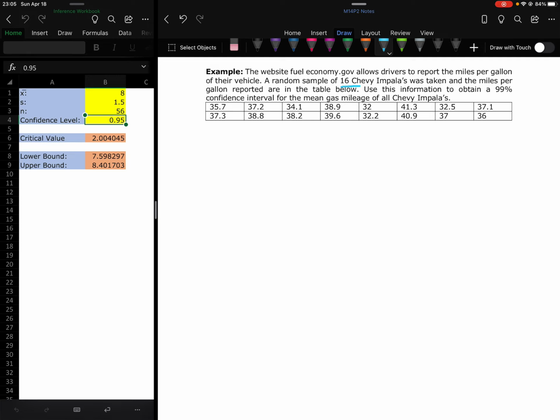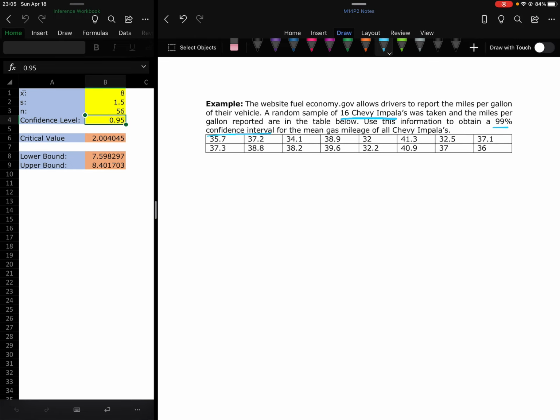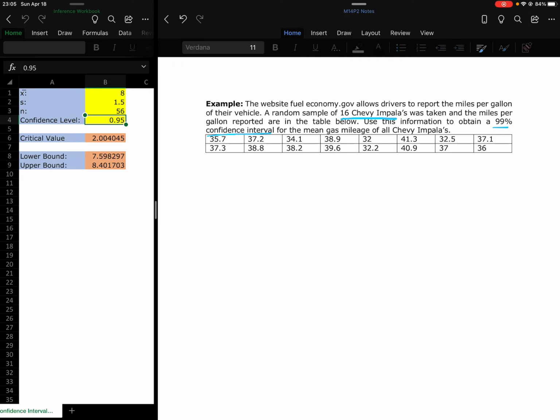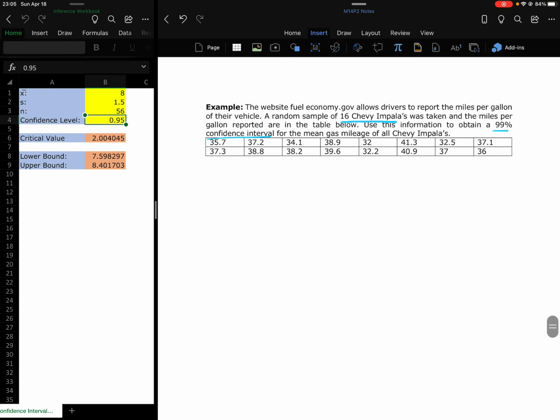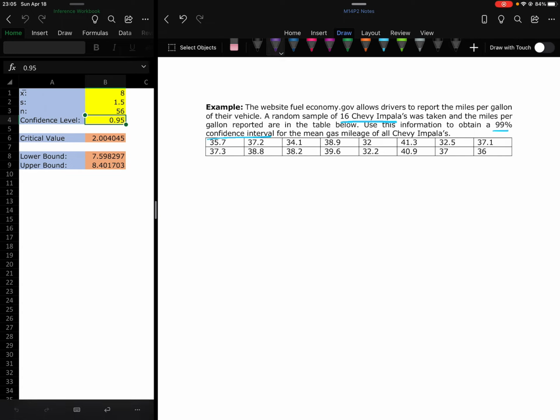So we are looking at 16 Chevy Impalas, and we want to obtain a 99% confidence interval. One of the differences here is we have raw data instead of given statistics. I'm going to insert a page real quick. Okay, there we go. Otherwise, it's going to keep moving. So we have raw data. We need to do something with that.